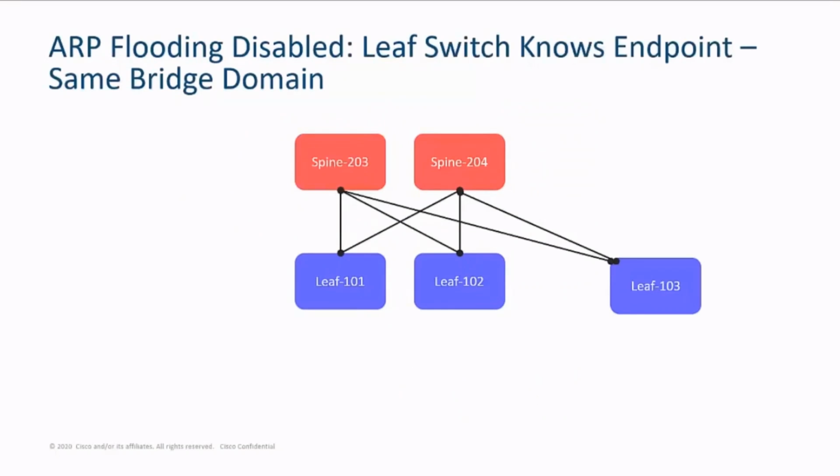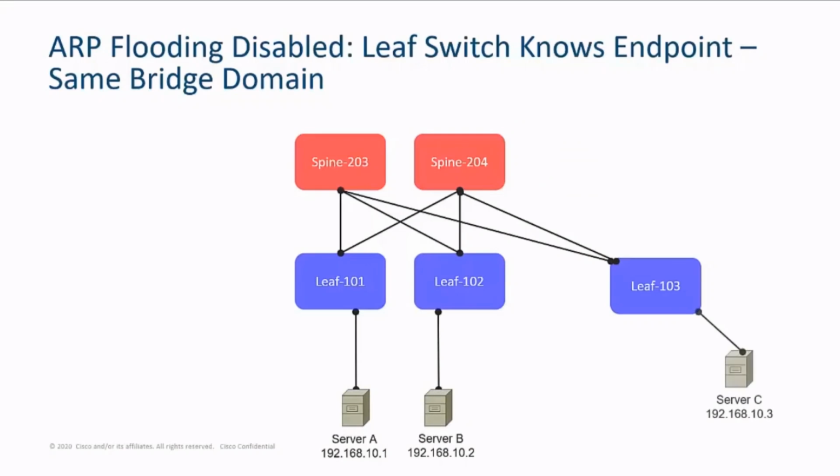So let's go ahead and go over some examples. Let's say that we have server A behind Leaf 101, server B behind Leaf 102, and server C is just another server that's on the bridge domain. Let's say server A wants to send an ARP broadcast for server B. So it does that in step 1. Leaf 101 is going to receive that ARP broadcast. And again, if you look at the ARP broadcast on the wire, it's essentially going to say, hey, 192.168.10.2, what's your MAC address?